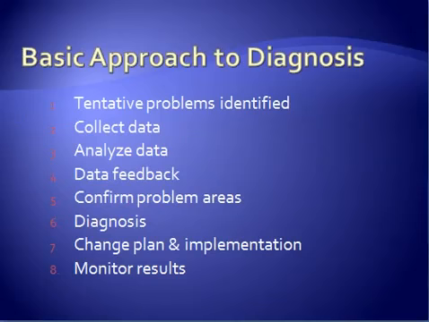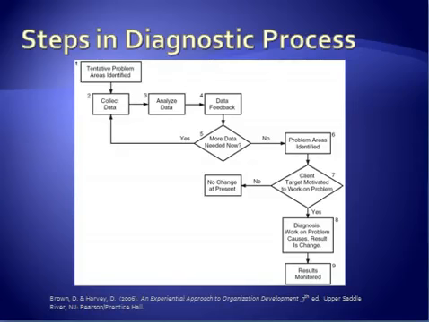Basically, the steps to diagnosis are tentatively identifying the problem areas, collecting data, analyzing data, giving feedback on the data, confirming with your client what those problem areas are based on the feedback, coming up with the accurate diagnosis, designing a change plan, implementing, and then monitoring the results. This is similar to the action research model, you'll note. And here I've included a decision tree so you can see how the steps fall into place. Just follow the numbers and you see where you go, if it's a yes or if it's a no. You can pause and look at this in more detail.